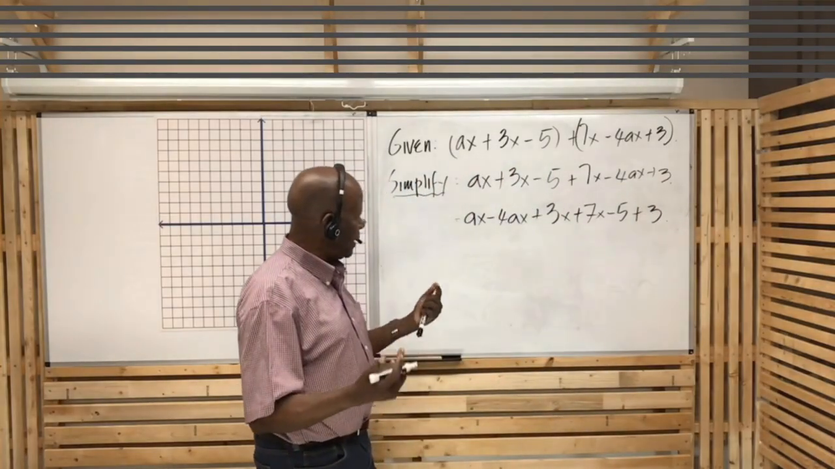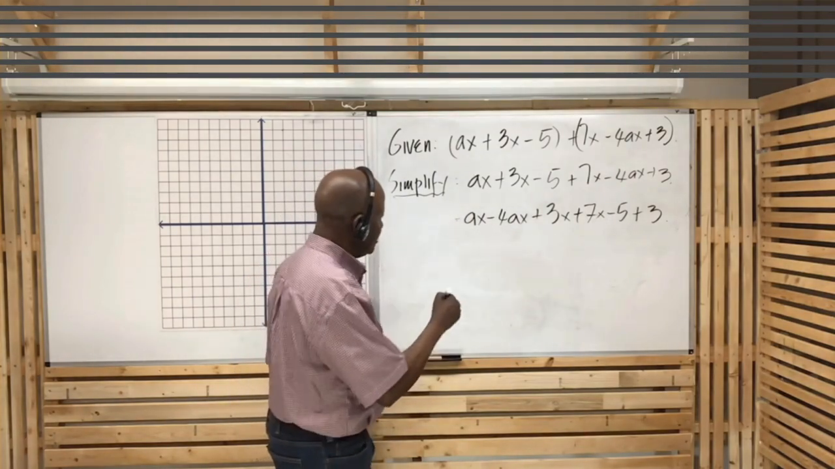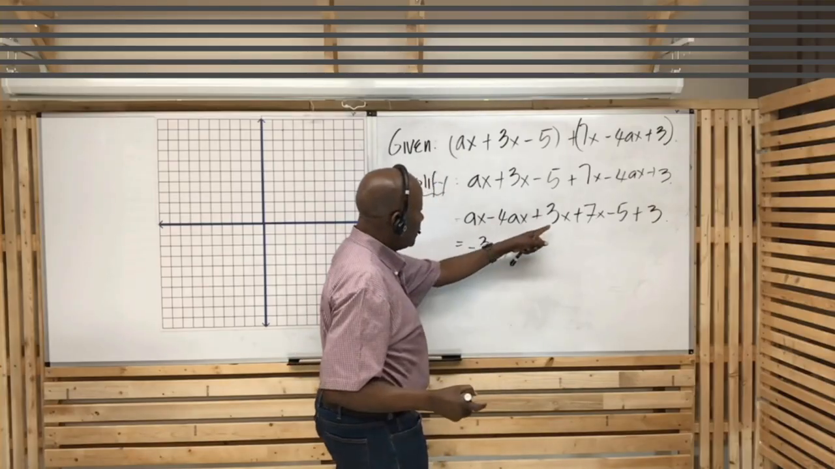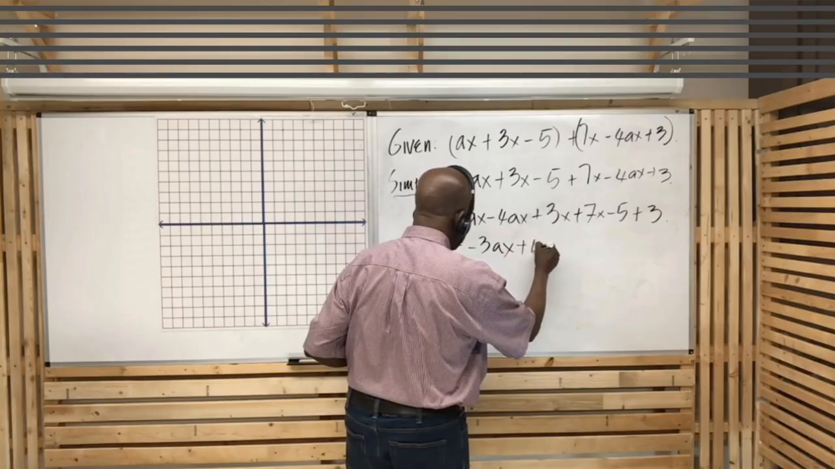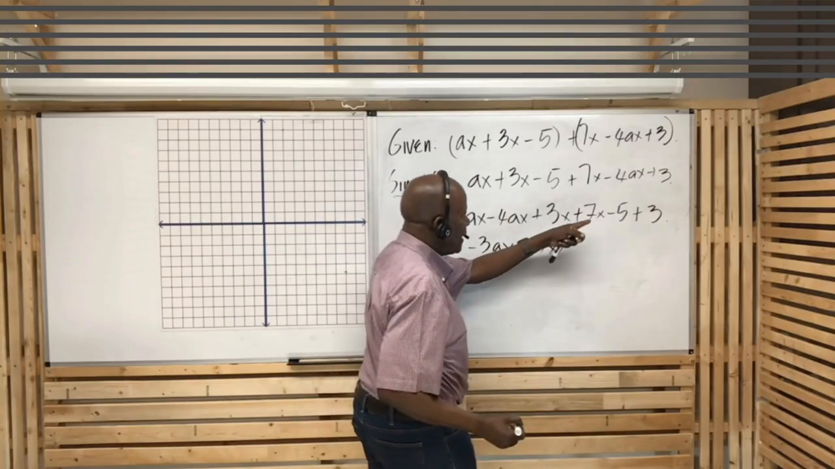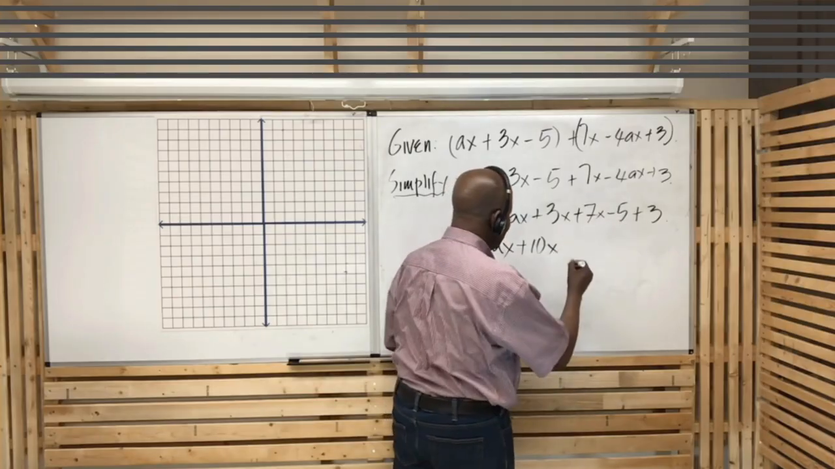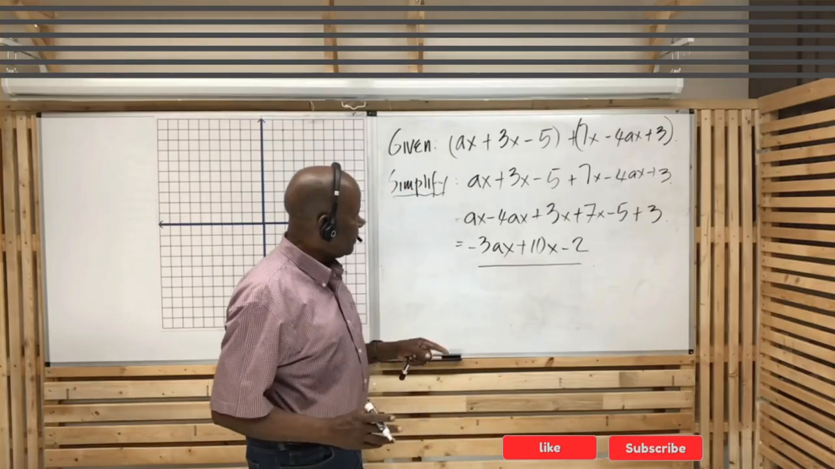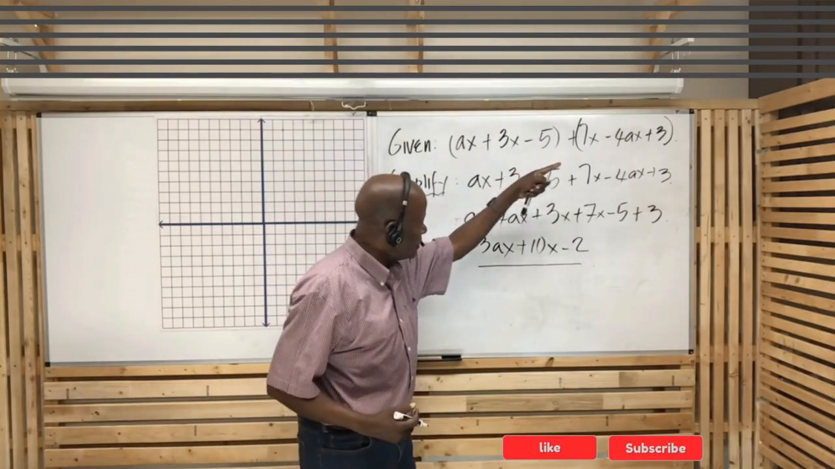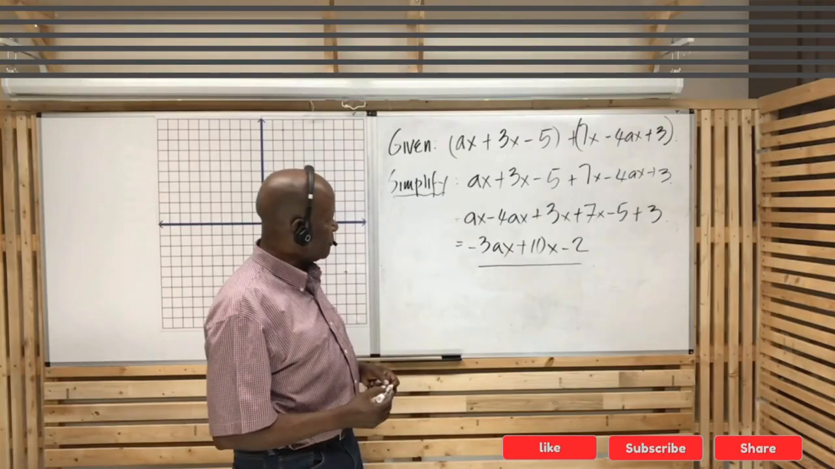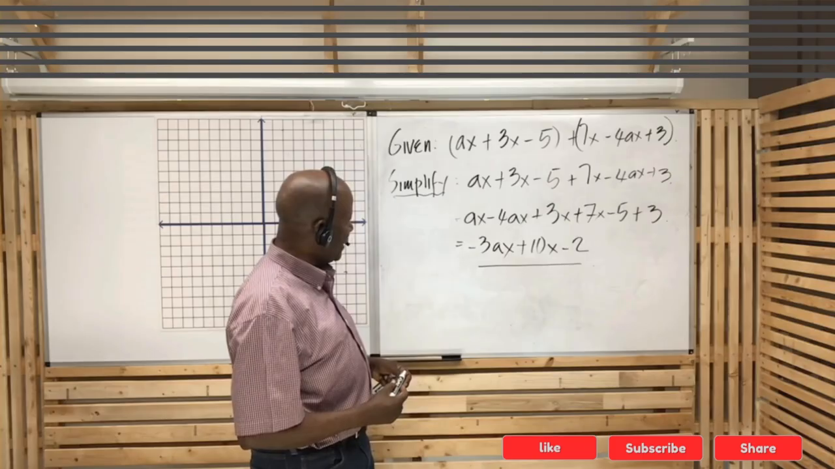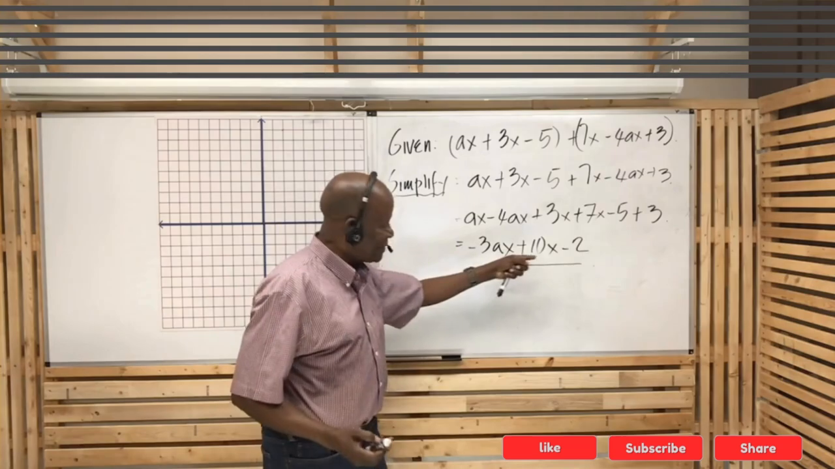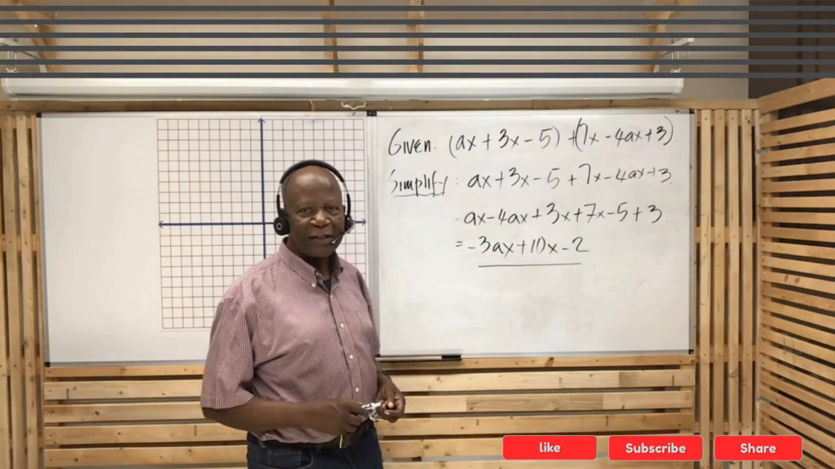Then we simplify, we add up. ax minus 4ax will be equal to negative 3ax. 3x plus 7x will be 10x. And negative 5 plus 3 will be negative 2. So this is what we have as our simplified expression from this given expression: negative 3ax plus 10x minus 2. Can we do anything further with that? No, because we can't simplify it any further. So that becomes the answer.